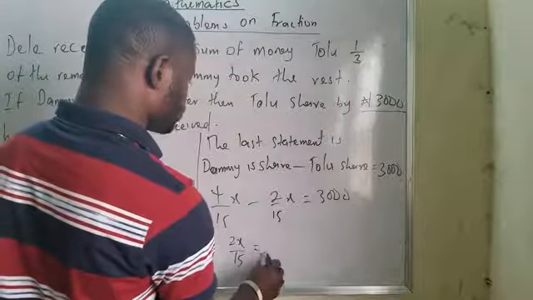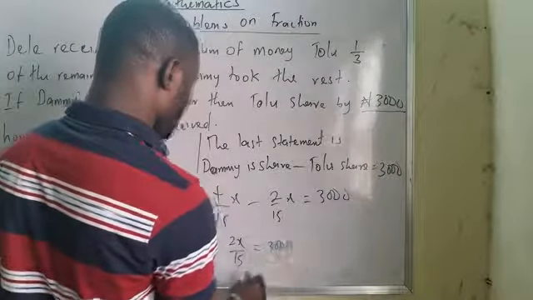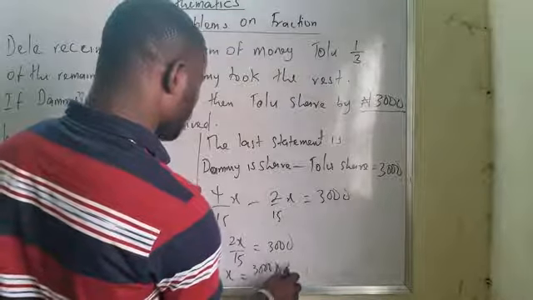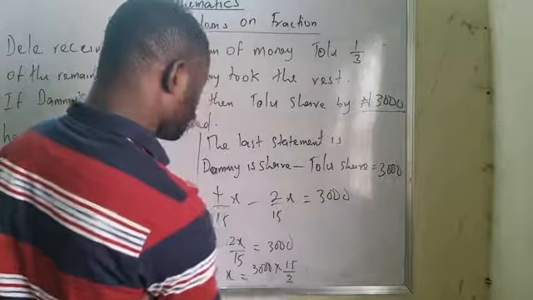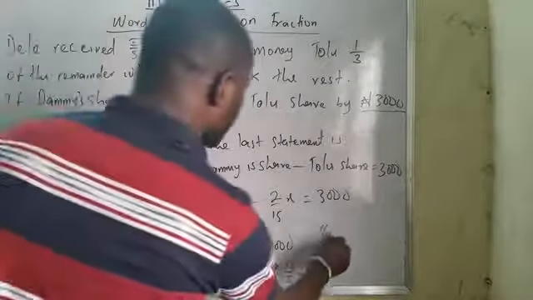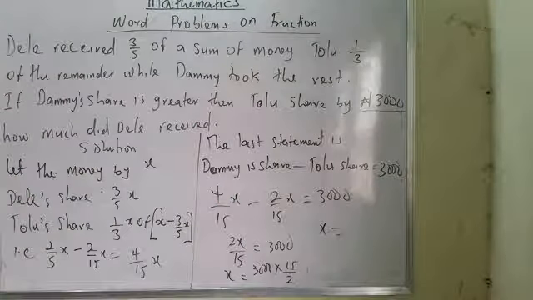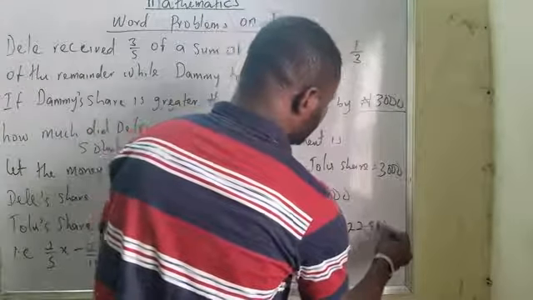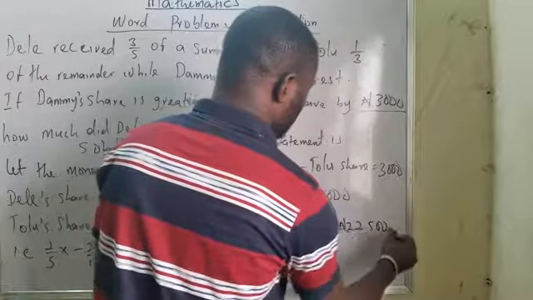2x/15 equals 3,000. Now, it means my x equals 3,000 multiplied by 15/2, which is 1,500. Okay, and my x will now be equal to, when I press my calculator, I have 22,500 naira. That is the share.